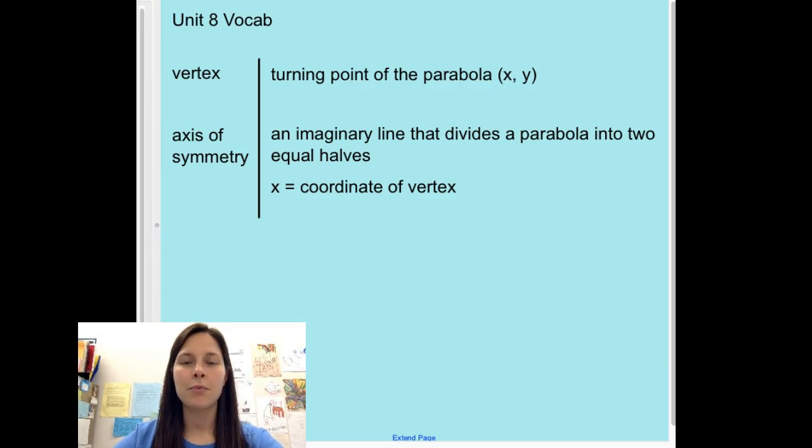If you've noticed, a parabola is symmetric. There's a line that it could be flipped across and it would land on top of itself. The axis of symmetry is that imaginary line that goes right through the center of the parabola. And because it's a vertical line, the equation is an x equals equation: x equals the x-coordinate of the vertex.